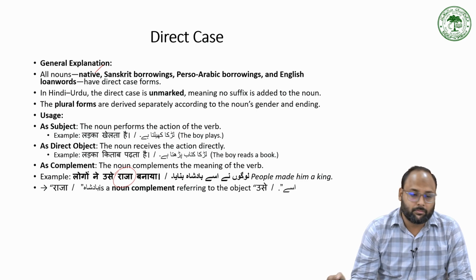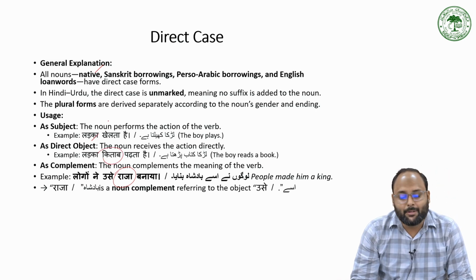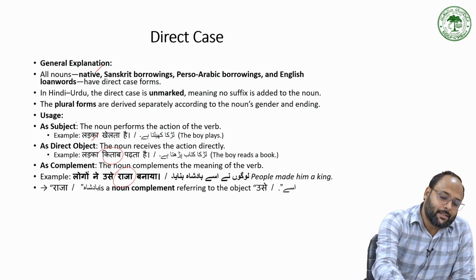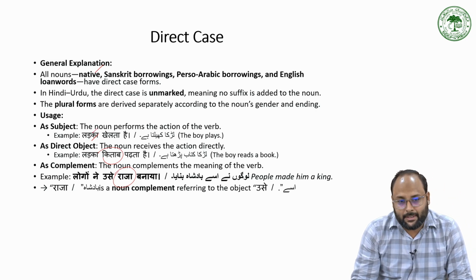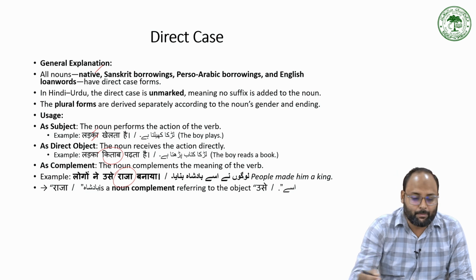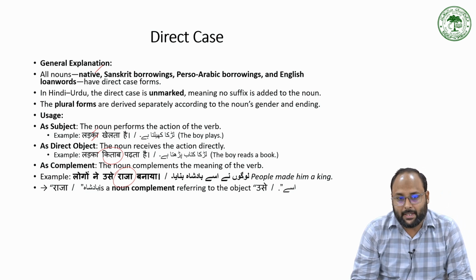And when kitab occurs at the object position, लड़का किताब पढ़ता है, that is the direct case. And when लड़का is at the subject position, लड़का खेलता है, that is the direct case at the subject position. So it may be called nominative and it may be called accusative, but they are the direct case because it occurs in the unmarked form without any postposition.